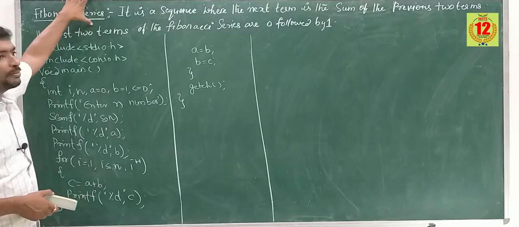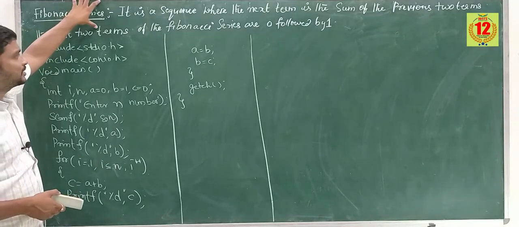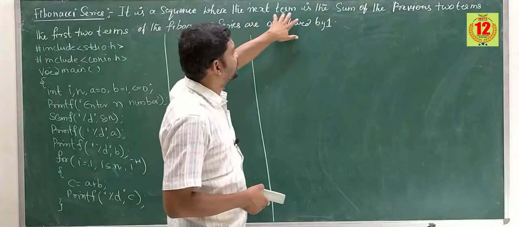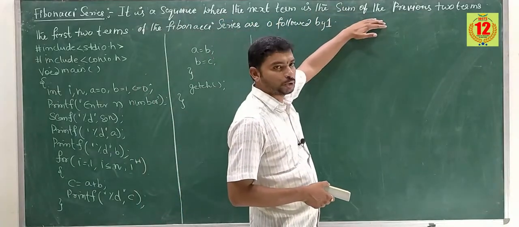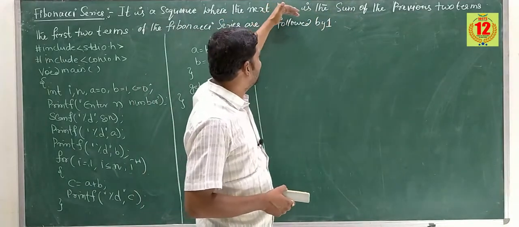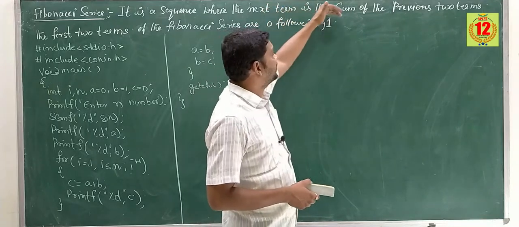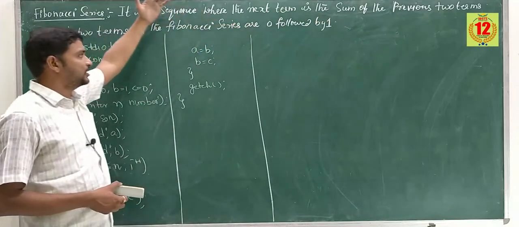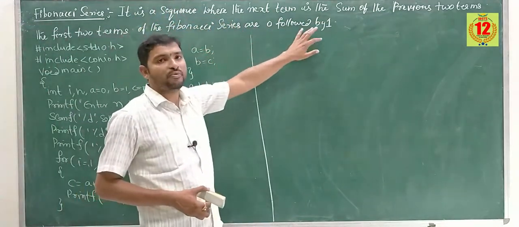Today we discuss the topic of the Fibonacci series. So what is meant by Fibonacci series? Fibonacci series means a sequence where the next term is the sum of the previous two terms, followed by 0 and 1.